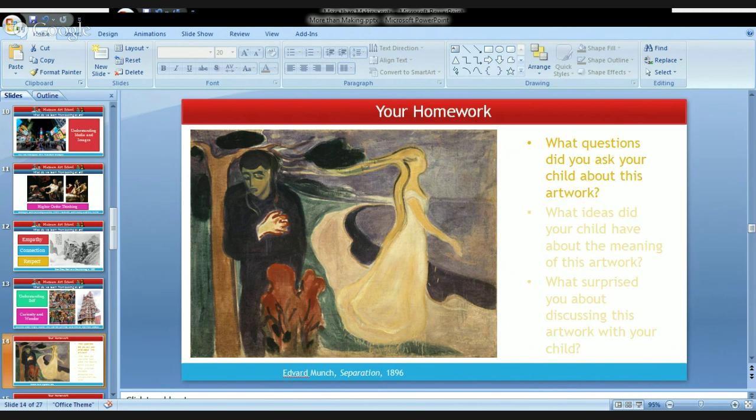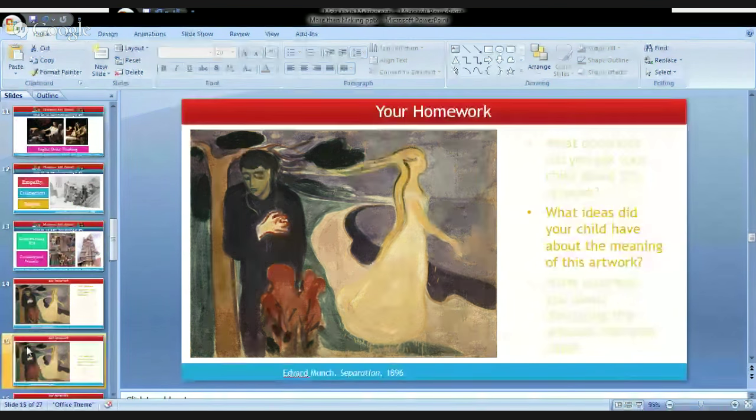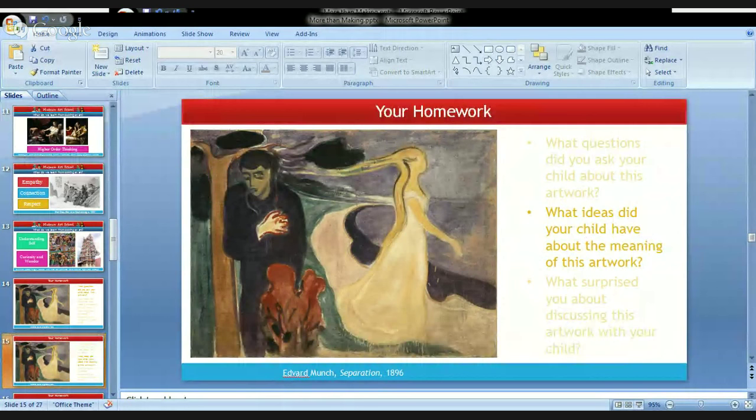Talked about the story, what kind of story, and then how the colors help tell the story. That's good. What is the relationship between the figures? Excellent. Yeah, I figured some of you wouldn't be able to talk about this with your kids, or you wouldn't have any kids around you. Lucky you. Okay, great. So these are all excellent questions that you started with. Now tell us, what ideas did your child have about the meaning? What did they say when you asked them these questions? What did they think was happening?